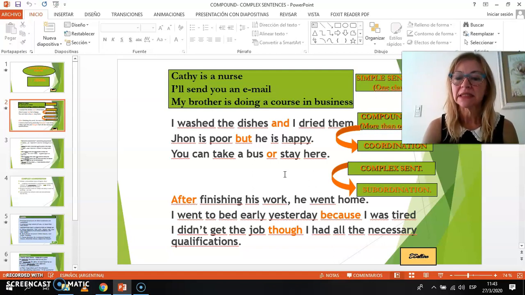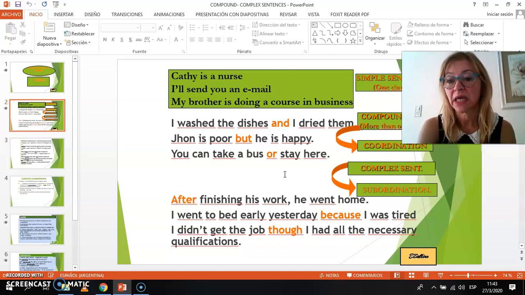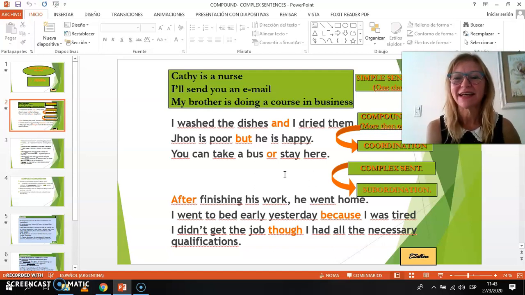But if you look at the second set of sentences, for example, I washed the dishes and I dried them, or John is poor but he's happy, or you can take the bus or stay home. These sentences are joined or connected by a coordinating conjunction. So we say that these are compound sentences. They contain more than one clause.